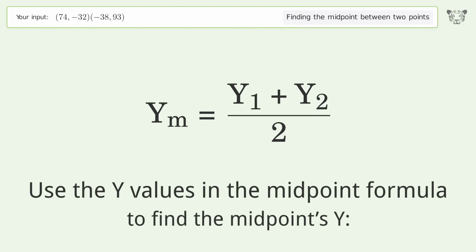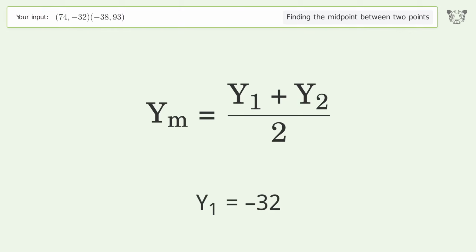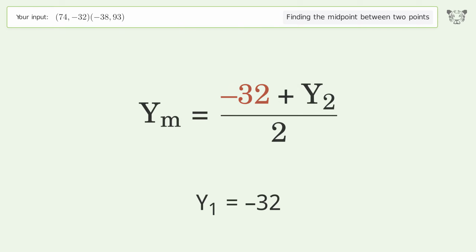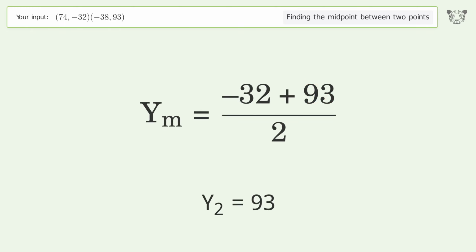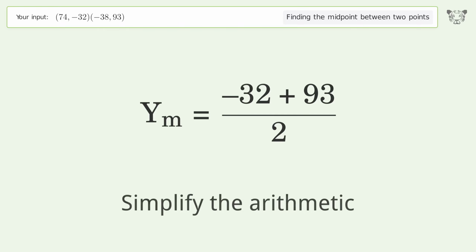Use the y values in the midpoint formula to find the midpoint's y. y1 equals negative 32. y2 equals 93. Simplify the arithmetic.